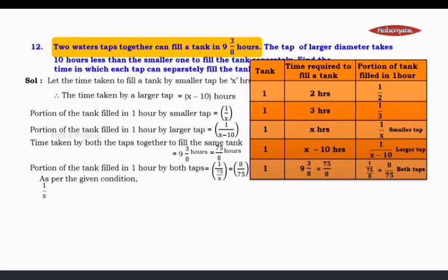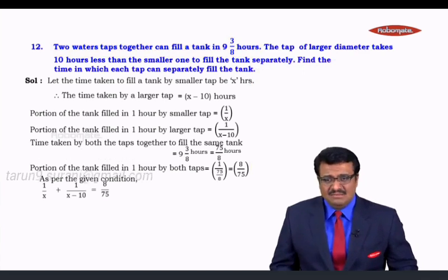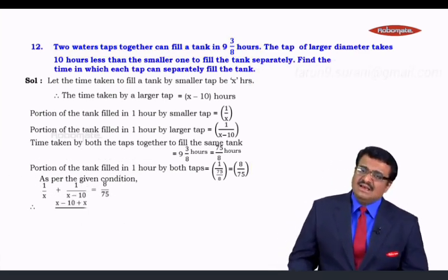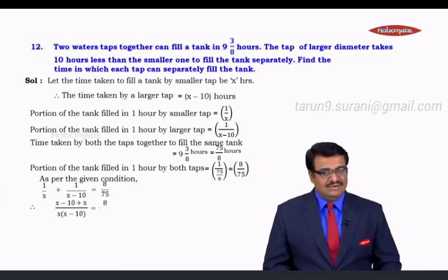So the portion of the tank filled by the smaller tap in 1 hour plus the portion of the tank filled by the larger tap in 1 hour is equal to the portion of the tank filled by both the taps in 1 hour, which is 8 upon 75. Let us cross multiply and take the LCM. So what we get is x minus 10 into 1 will be x minus 10 plus x into 1 is x, upon, down it will be x into x minus 10, is equal to 8 upon 75.